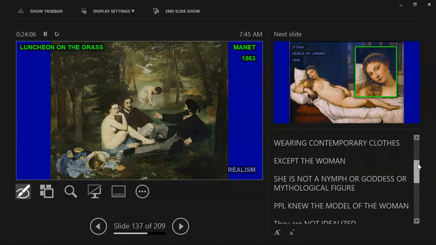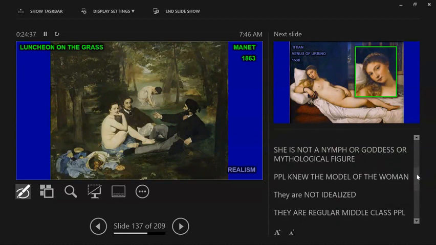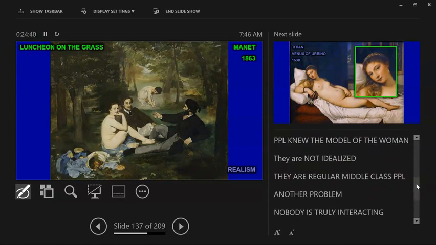And in painting at this time, it's okay to have a naked lady if she is a goddess or somebody in history. But to paint somebody that you know naked, that's a problem, right? And that's what is going on here, is somebody that was popular at the time. She was a popular model for artists, and she was a popular prostitute. So people knew the model.